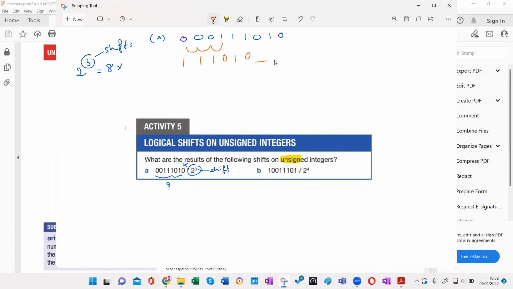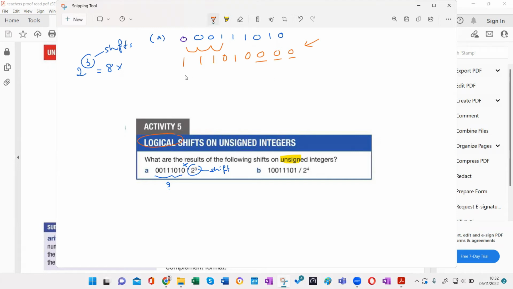Right, now we should have 3 empty spaces. If we moved 3 places, then we should have 3 empty spaces. What are you going to fill this with? We're going to fill this with zeros. Okay, so remember this, right? We are filling this with zeros because this is different when you perform arithmetic shifts. So just keep this in mind, right? When you are moving to the left in logical shift, we fill the empty spaces with zeros.